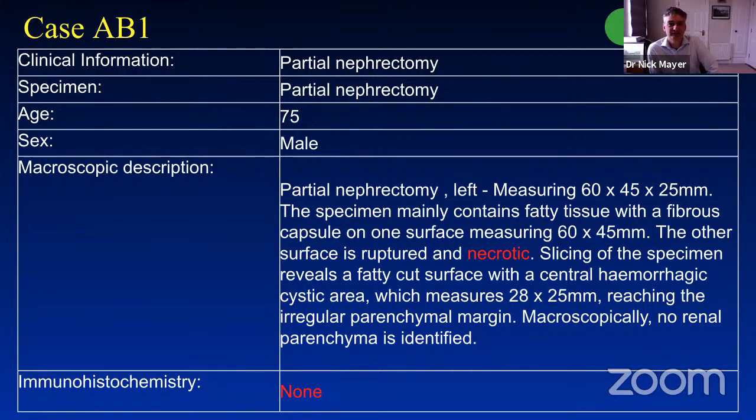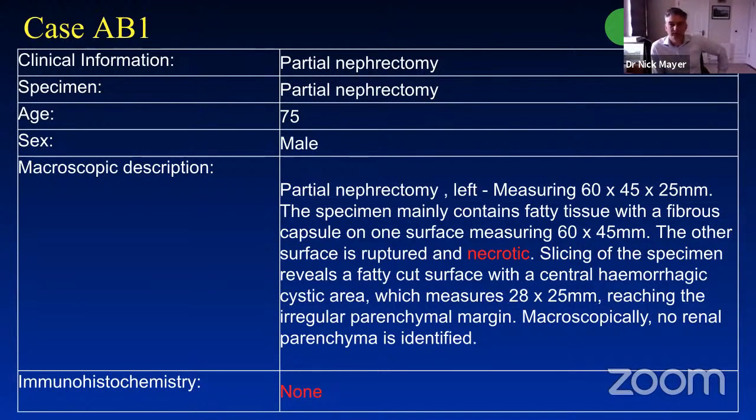So the first case, AB, was a partial nephrectomy, 75-year-old male, and it was quite a wordy macroscopic description with a slightly unusual appearance macroscopically, because there wasn't any obvious renal parenchyma, and there was a lot of fat in the specimen. A few people picked up on the word necrotic in the macroscopic description as well. And of relevance, we didn't get any immuno provided with this case.